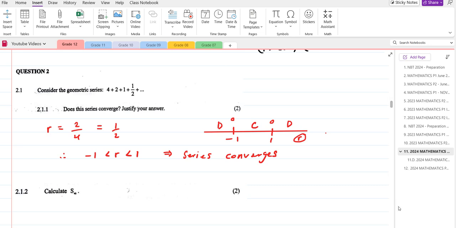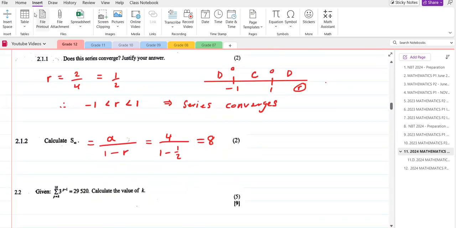Calculate sum to infinity. Sum to infinity is a over 1 minus r. The value of a is 4. 1 minus half. 4 divided by half is 8. You can just check that up on the calculator. Let's move on to the next question.